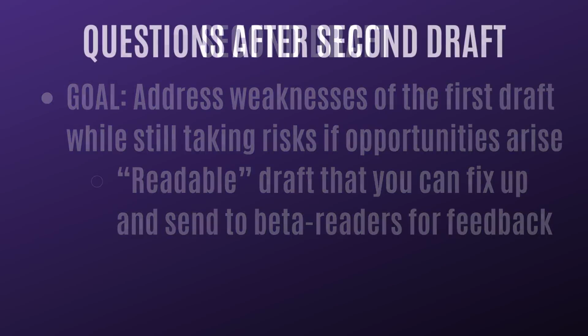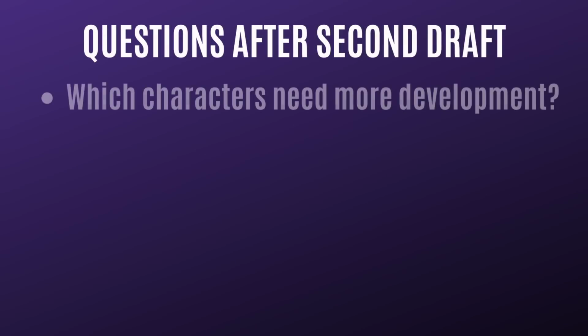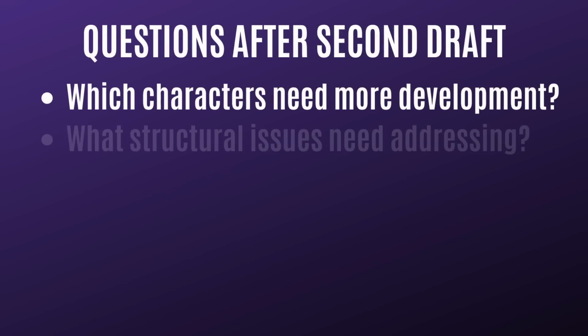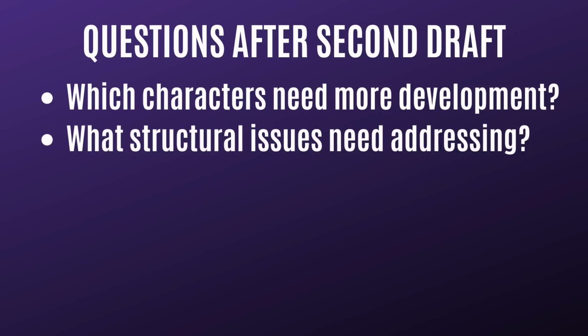Now, some questions to ask after your second draft: which characters need more development? What major structural issues need to be addressed? Does the story contain a beginning, middle, and end? Does any section feel rushed or dragged out? What kind of structural issues do you need to address here?